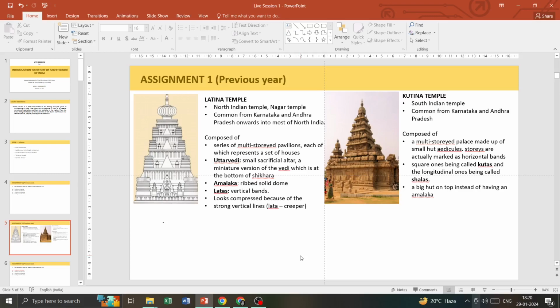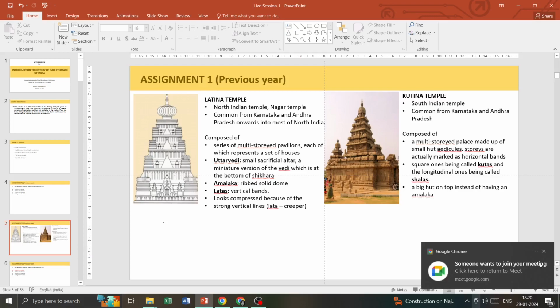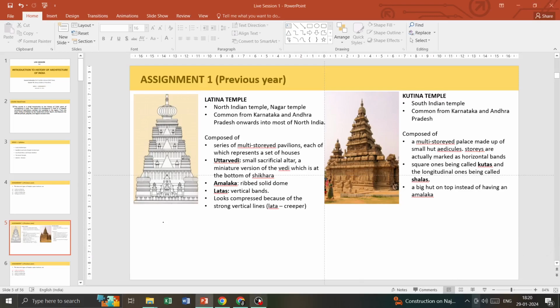Another major difference from Latina temple is that at the top of the Kutina temple you also have another kuta, another hut. That's why it's called a Kutina temple, because it has a hut. So instead of a dome, instead of an Amalaka, we have another hut. This is the basic difference between Latina temple and Kutina temple.